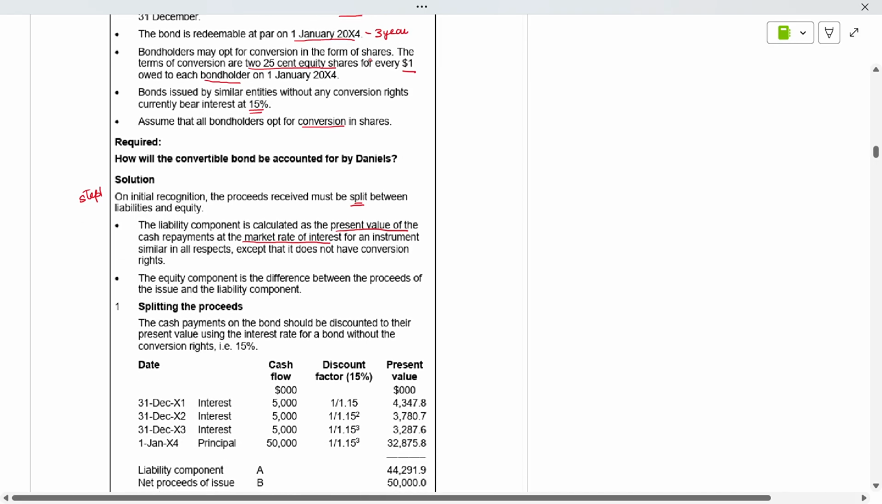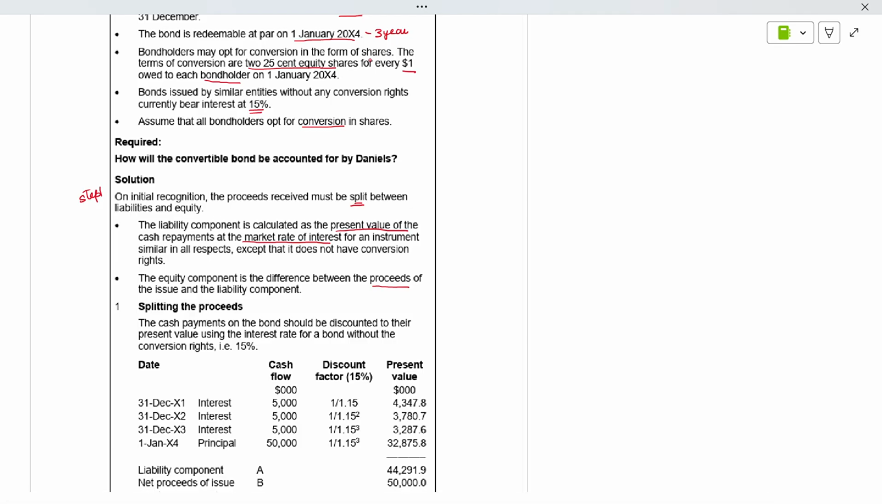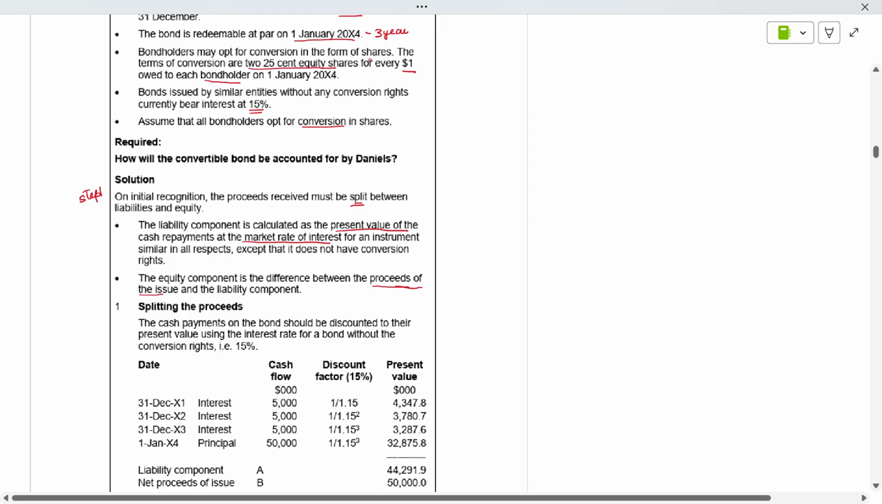The difference between the proceeds of the issue, meaning whatever cash amount we have received, and the liability component is the equity. The difference: you have received 200 and the present value of liability is 165. The difference, 35, is the equity. Like that we have to calculate.